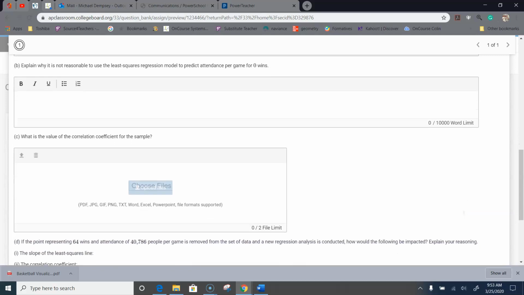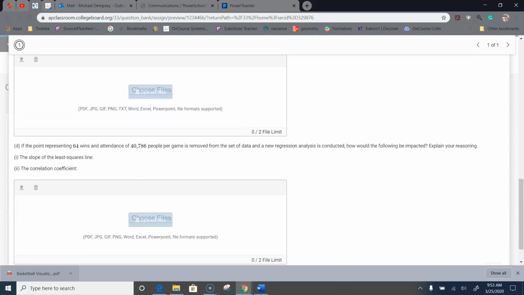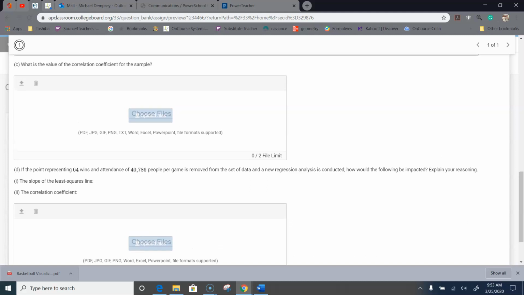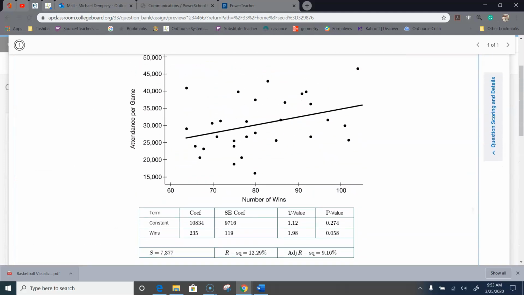What's the value of the correlation coefficient? And then a couple other layers to this. If the point representing 64 and 40,000 is removed, what would happen to the slope and to the correlation coefficient? So let's try to unpack each part of this.